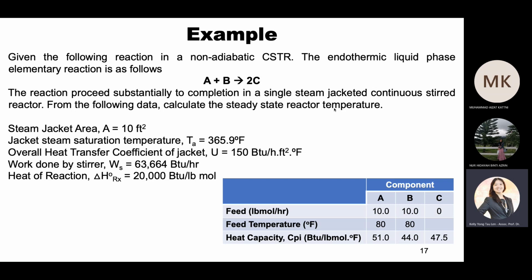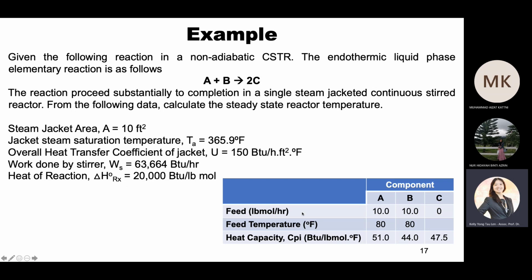if we want to obtain 100% conversion. Okay, so dia beri kita lah nilai A, nilai TA, nilai U. So kalau kamu tengok nilai yang ada berkaitan dengan jacket, kamu tahu untuk mengira Q. It is used to calculate Q. Then they give us the work done by stirrer, your work shaft, punya nilai. Dia beri kita straight heat of reaction. So kalau dia dah beri straight kita heat of reaction, kamu dah tak payah kira lah, kamu boleh terus guna.